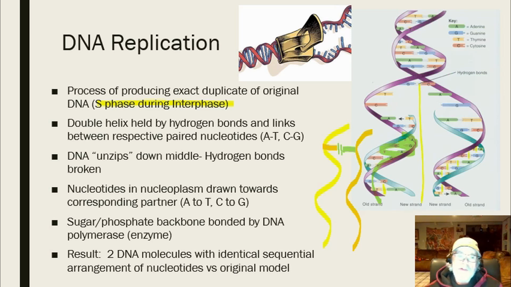Again, adenine always looks for thymine, and cytosine always looks for guanine. And basically, what happens? Another enzyme called DNA polymerase. We'll talk about that in a second. Actually, sort of bonds everything together, gets everything together. It's like the super glue of DNA. And as a result, now I have two DNA molecules with the identical sequential arrangement of nucleotides.